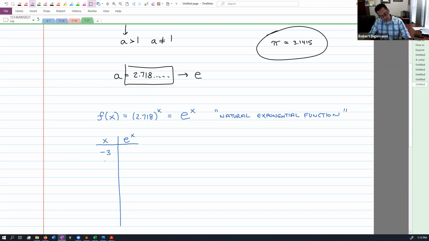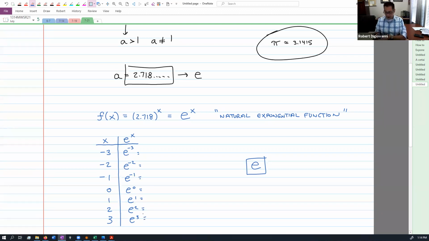So if we were to graph this, we would need to make our table. And then we would need to do this on our calculator. So on your calculator, you should have an E key. Everyone needs to find that E key on their calculator. And you need to figure out what e to the -3 is, e to the -2, e to the -1, e to the 0, e to the 1, e squared, and e cubed. You need to figure out what those are. So take a minute, see if you can match up with my answers. I'm going to do this on my calculator right now.